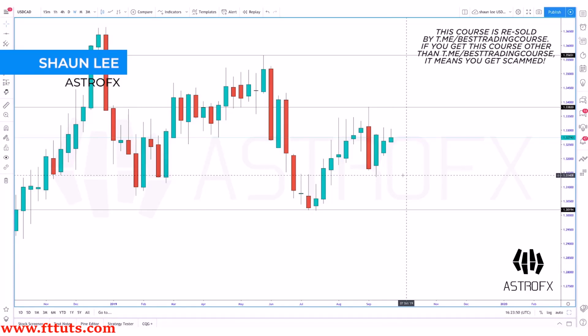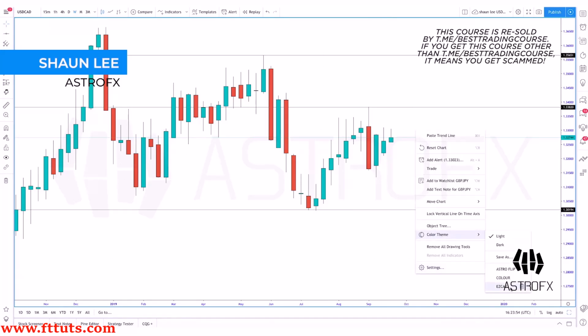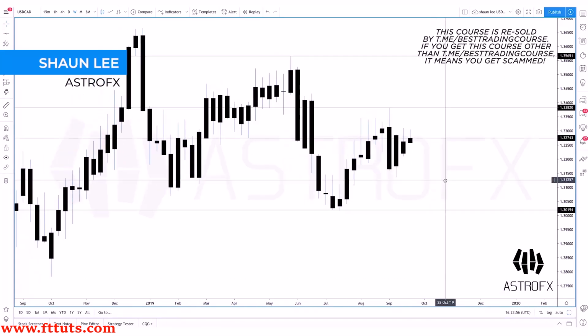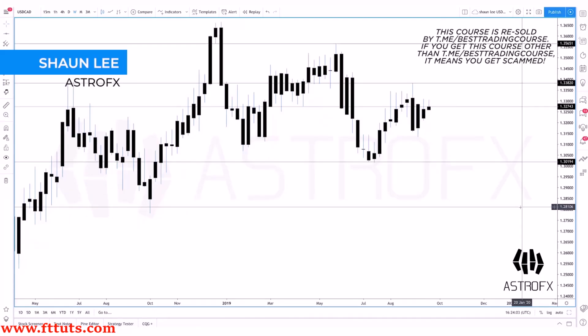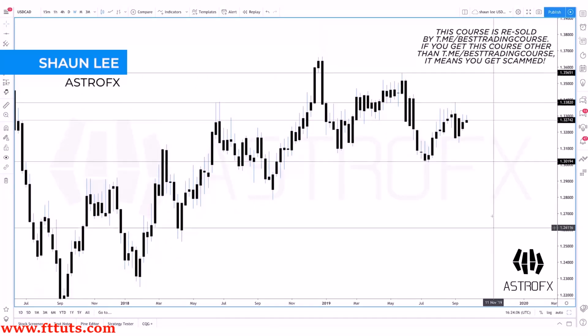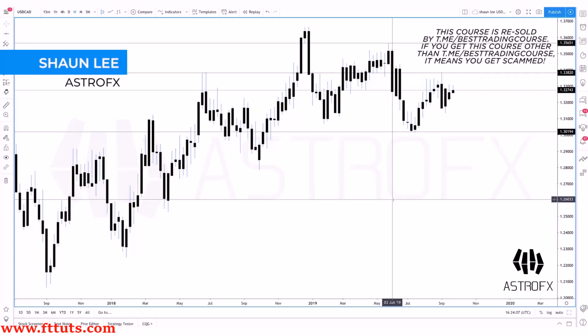Okay, so going back to color scheme. What I'm now looking for is a rollover, guys. Target 1.3, maybe even lower. If that price point breaks, I will then go in and draw lines to the downside.